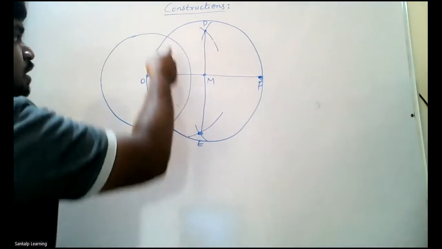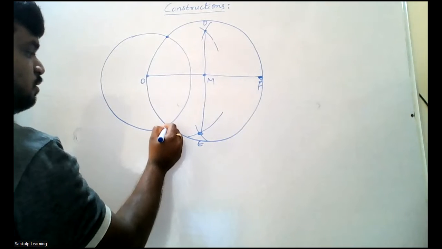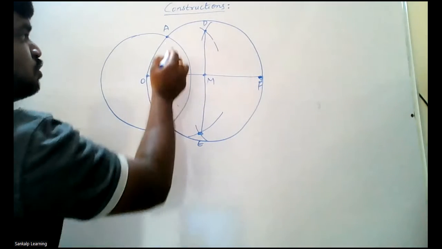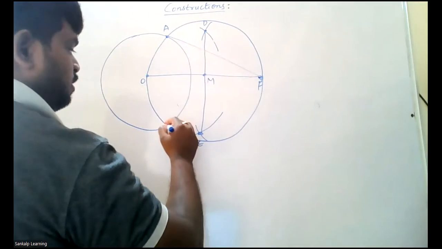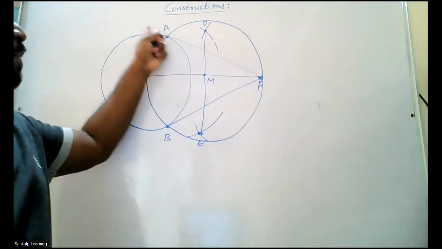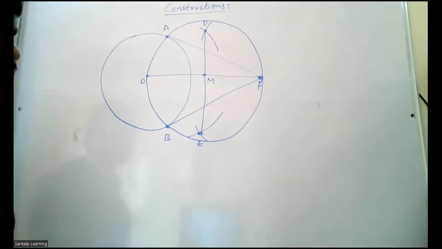Now the original circle and the new circle are meeting at two points, A and B. Join them with P. These are your two tangents. PA is one tangent and PB is another tangent. This is how we draw.